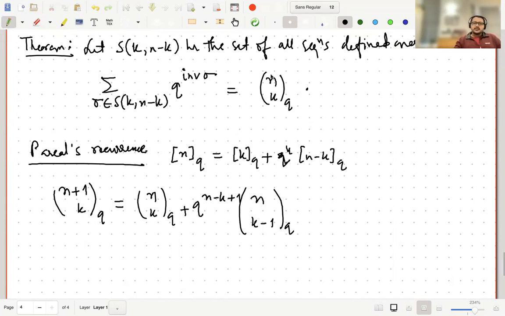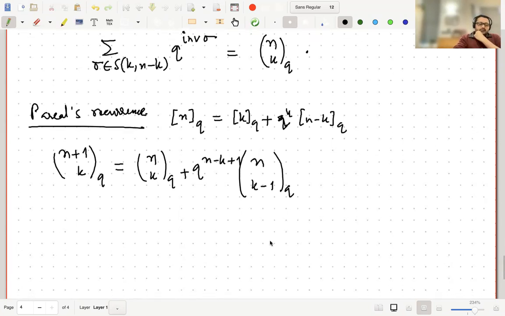This side obviously satisfies Pascal's recurrence because this recurrence is in terms of the q binomial coefficient. So this binomial coefficient will satisfy the recurrence here anyway. One needs to then show that this side satisfies this recurrence, and for that we need to use combinatorial techniques. So this is how the proof goes.